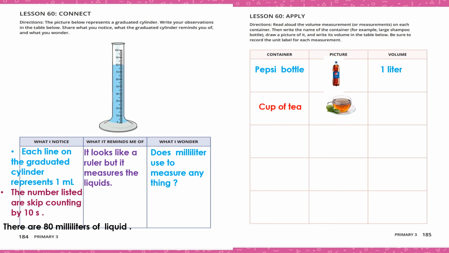Cup of tea, liter or milliliter? It's a small amount, so we will use milliliter. Its volume here 70 milliliter. Milk bottle, by liter or milliliter? Yes, liter. It's 3 liter.